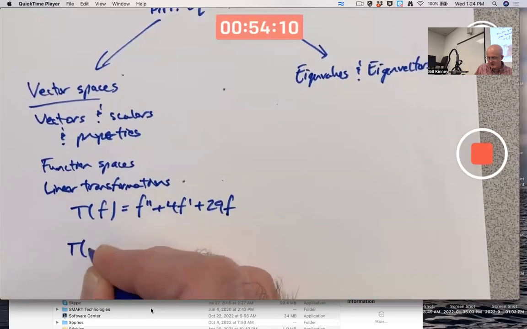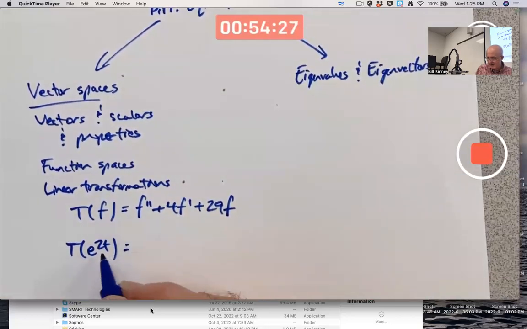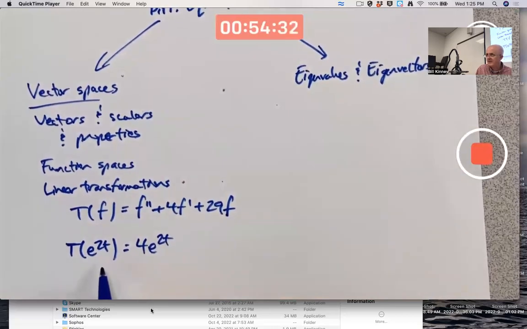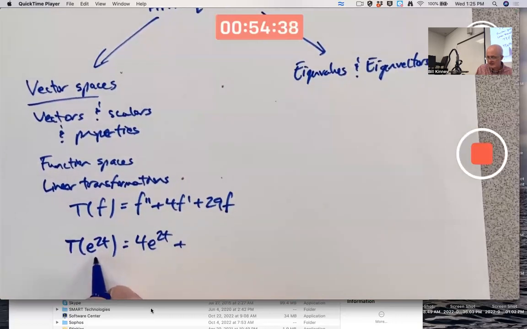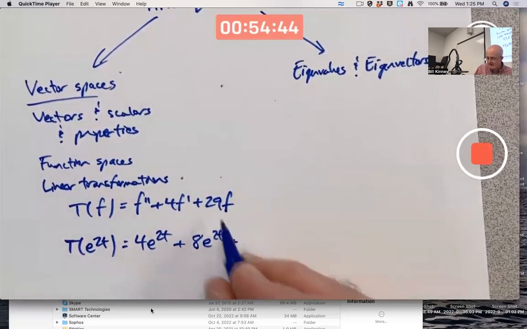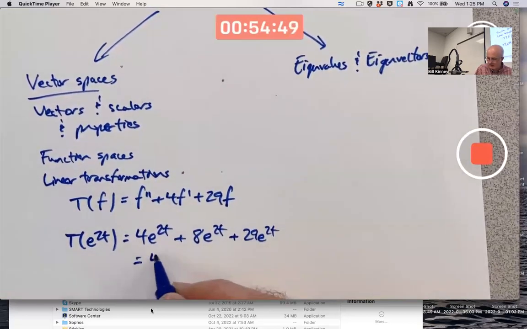I could plug in a particular function, like, oh, e to the 2t. Little t is a variable representing time in the usual sense. Capital T is the function name of this linear transformation. What do I have to do? I have to find the second derivative. If I do, I'll get 4e to the 2t. I just differentiated in my head there twice. 4 times the first derivative is 2e to the 2t, multiply by 4, I get 8e to the 2t. And then 29 times the function. What is this simplified to? I guess 41e to the 2t.